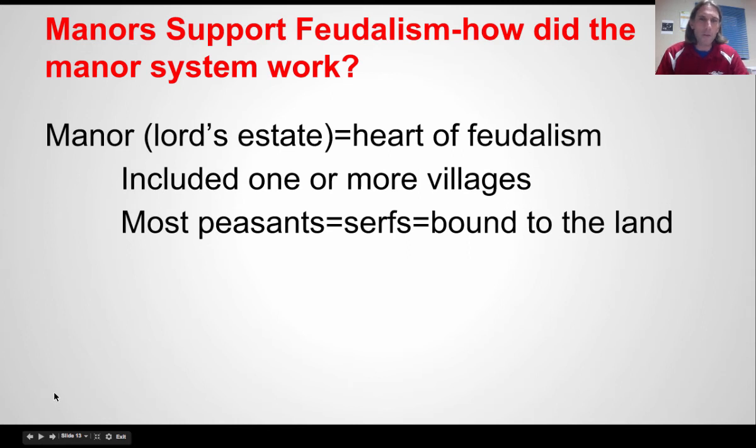So manors are the other part. They're the economic part of feudalism. And how did the manor system work? So the lord took all of his land, his estate, and it usually included one or more villages, and these villages were pretty self-sufficient. Most people were peasants, roughly 80%, and some of those were serfs that were bound to the land, which meant they couldn't leave, but they also couldn't be kicked off.